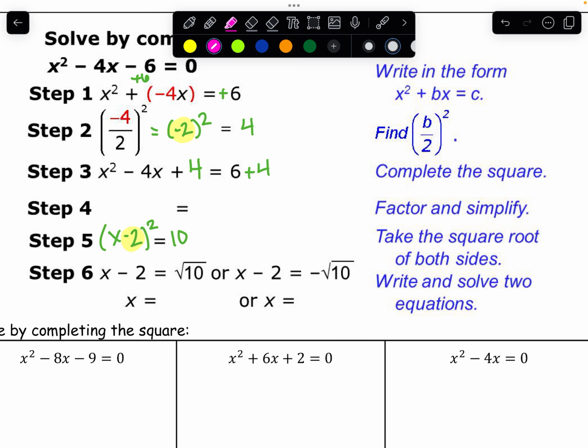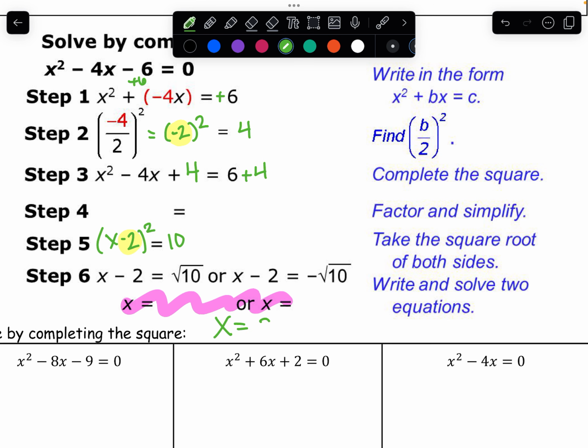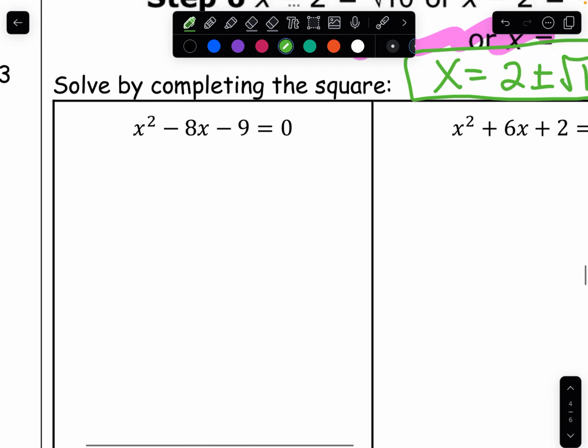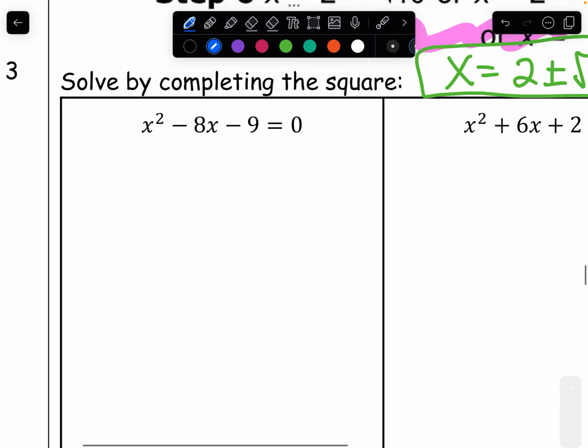And then we solve, and we get, I'm going to cross this out, oopsies. And what we get is x equals 2 plus or minus the square root of 10. Ta-da! Okay, let's go to the next. Let's do some practice problems. We're going to do 3 more and then call it a day.